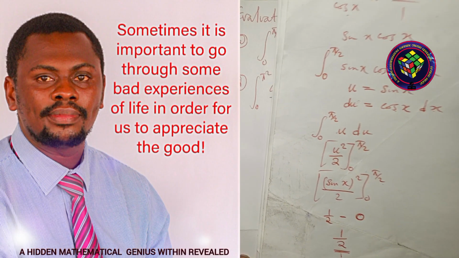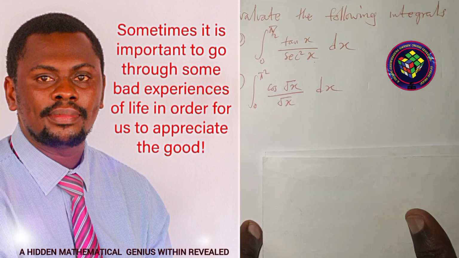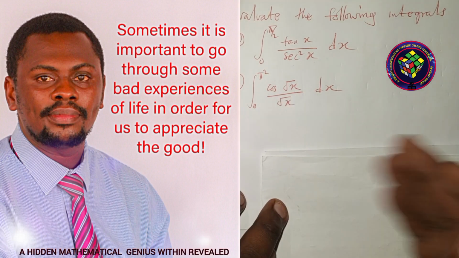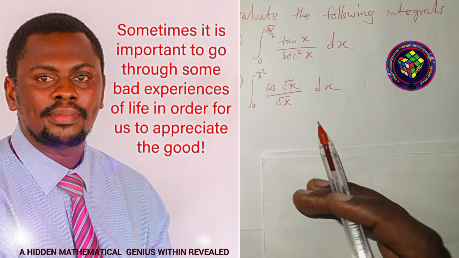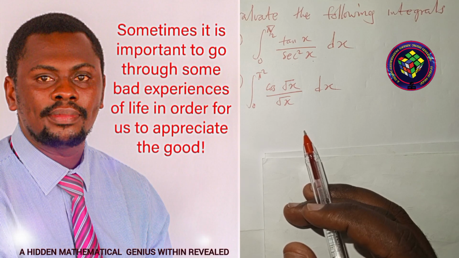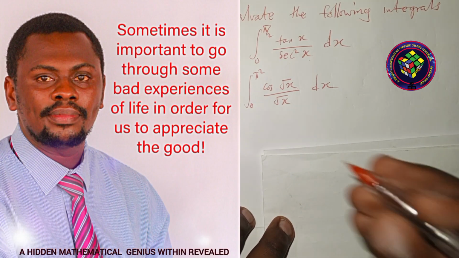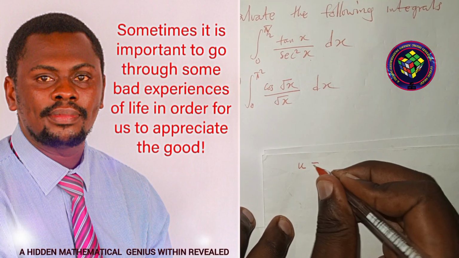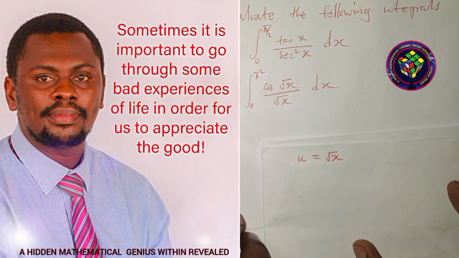Okay, we go to the next one. The next one we have is the integral of cos of square root of x over square root of x dx. Here we are going to make the square root of x our u. So say u is equal to square root of x.